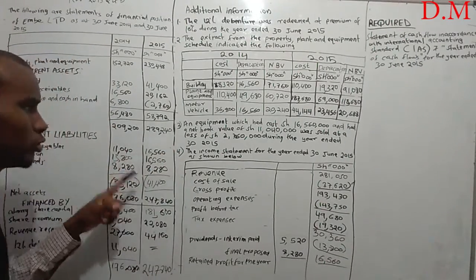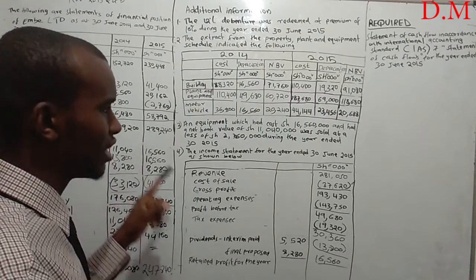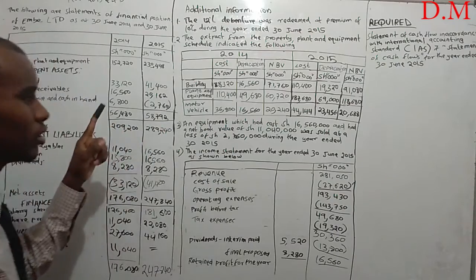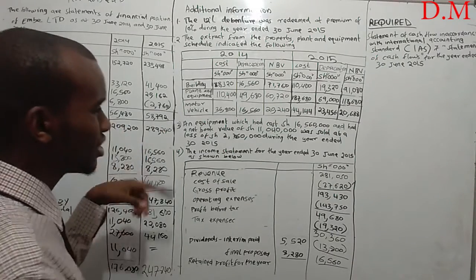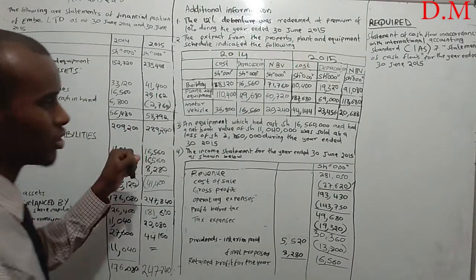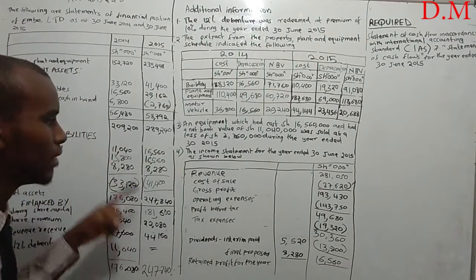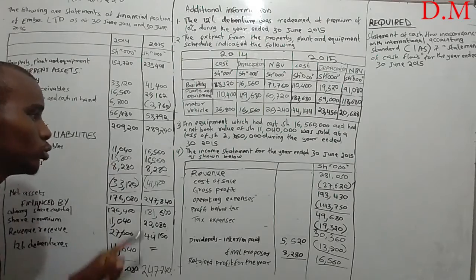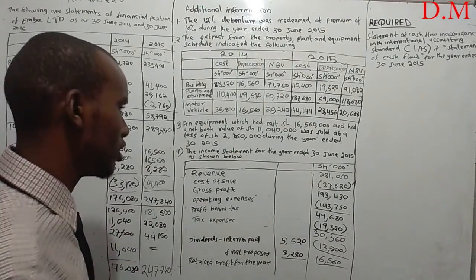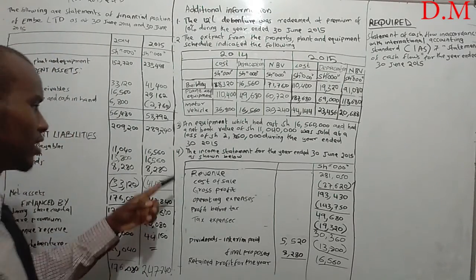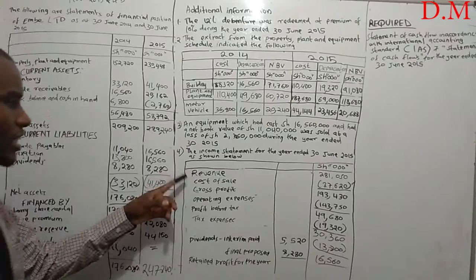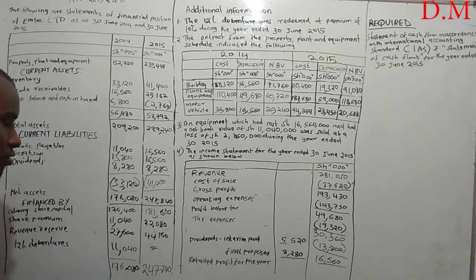Additional information number 3. An equipment which had cost 16,560,000 and had a net book value of 11,040,000 was sold at a loss of 2,760,000 during the year ended June 2015. Number 4, the statement for the year ended June 2015, as shown below.